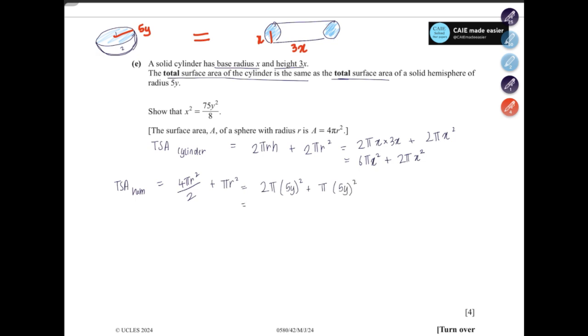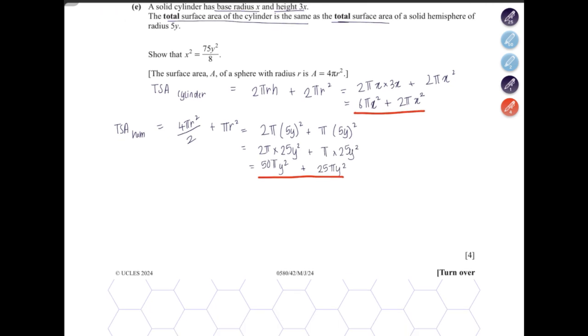So we can write this as 2 pi times 25y square plus pi into 25y square. This will be 50 pi y square plus 25 pi y square. Now we're supposed to equate this and this. That means we have to make both of them equal. So TSA cylinder equals TSA hemisphere.